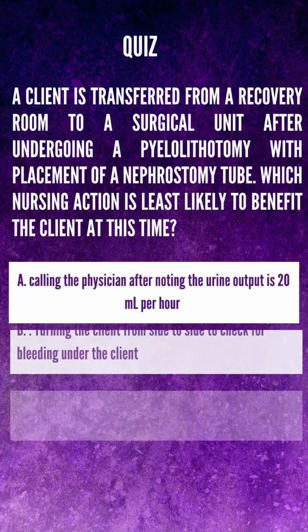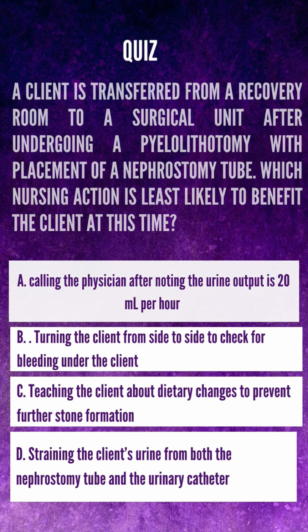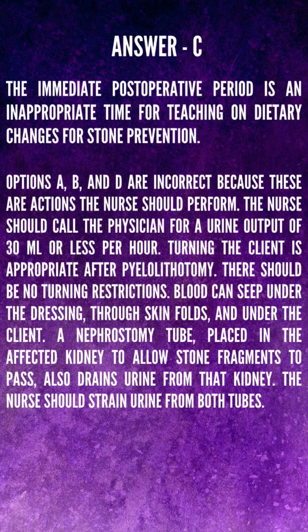First question is, a client is transferred from the recovery room to a surgical unit after undergoing a pyelolithotomy with placement of a nephrostomy tube. Which nursing action is least likely to benefit the client? Option A, calling the physician to notify that urine output is 20 ml per hour. B, turning the client from side to side to check for bleeding. C, teaching the client about dietary changes to prevent further stone formation. And D, straining the client's urine from both the nephrostomy tube and urinary catheter.